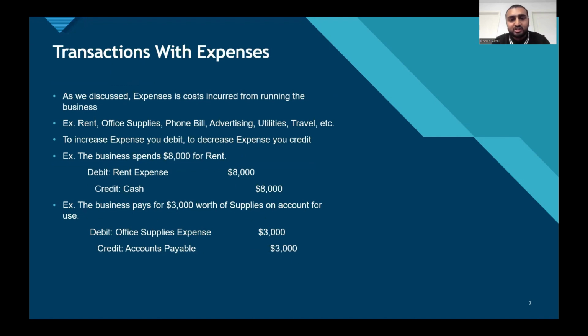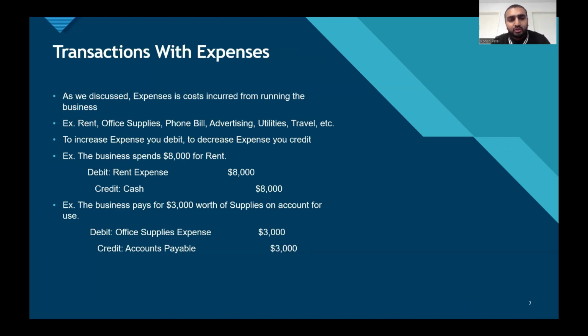Transactions with expenses. Now, expenses are costs incurred from business operations. So anything from phone bill expense, office supplies, advertising expense, all of these are expenses, right? Rent, utilities, travel, anything having to do with expenses, really, that are acquired when the business is running.